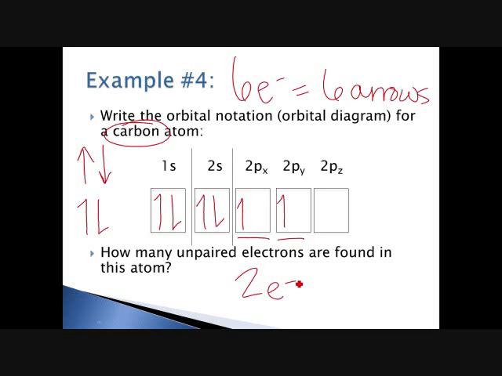Okay, so we're going to pause here and work on the backside of the summary for quantum numbers. There's electron configuration and orbital notation on that paper. We're going to do that in class right now, and then we will move on.